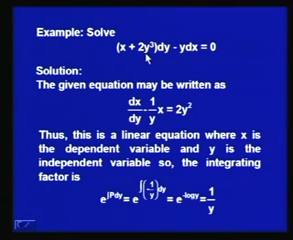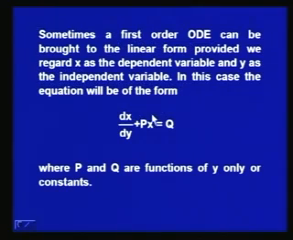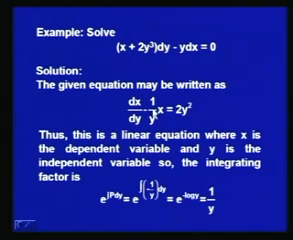Let us take an example of this type: (x + 2y³) dy - y dx = 0. Then we can write this differential equation as dx/dy - (1/y) x = 2y². So, if you compare it with the form dx/dy + px = q, we note that p is -1/y and q is 2y², and therefore, it is a linear differential equation where x is taken as the dependent variable and y as the independent variable.